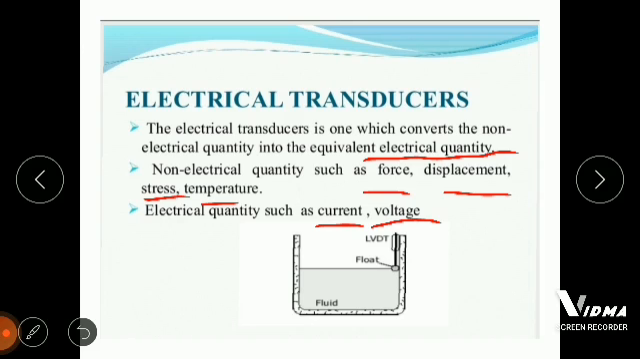So here is an example. We have a bucket filled with some fluid, say water. There is a float, and there is a transducer, that is an LVDT, linear variable differential transformer. It converts the displacement or level of water into an electrical quantity and sends the signal to our motor or water pump. It will stop when the level reaches the float, which means our tank is full. So we are using an LVDT in this case as a water level controller.